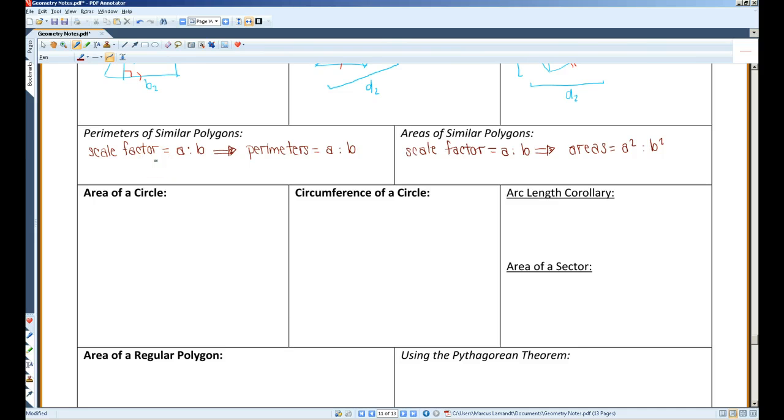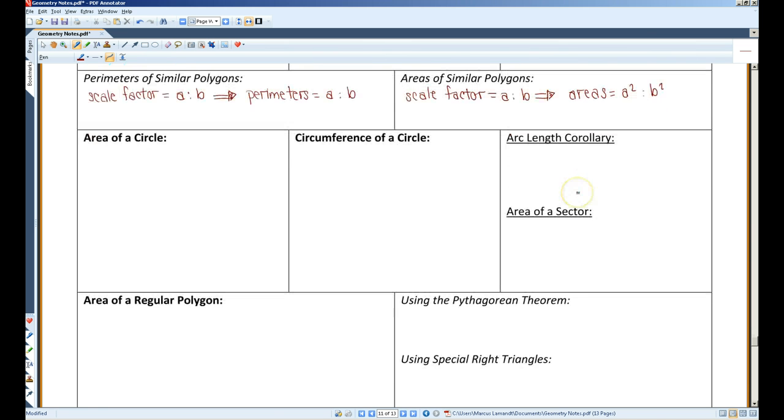If two polygons are similar, then their scale factor is going to be the same as the ratio of their perimeters. So, if you remember, scale factor is the ratio of the corresponding lengths of two similar polygons. If the polygons are similar, the perimeters are going to have the same ratio. Also, their areas: for example, if you have two polygons with a scale factor of a to b, the ratio of their areas is going to be a squared to b squared.